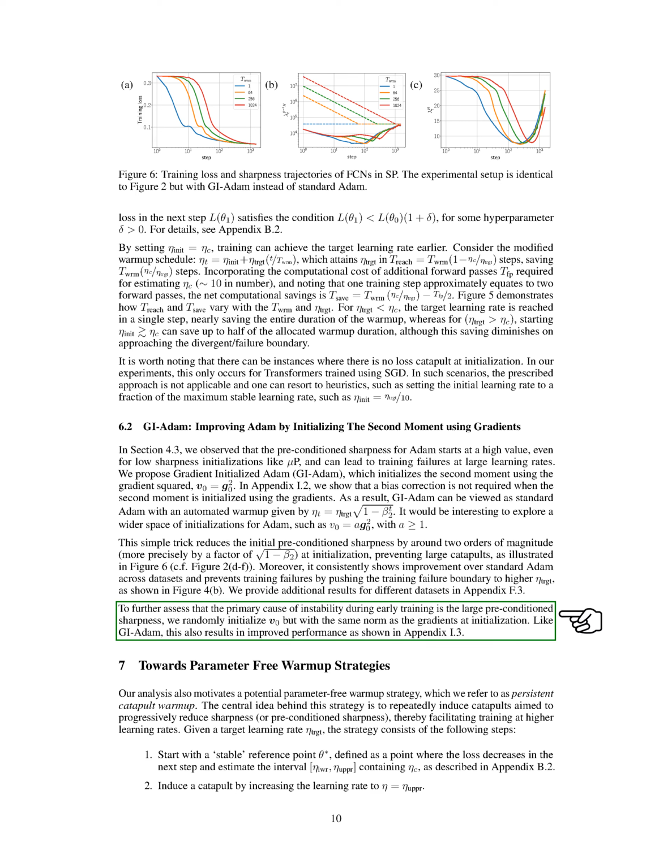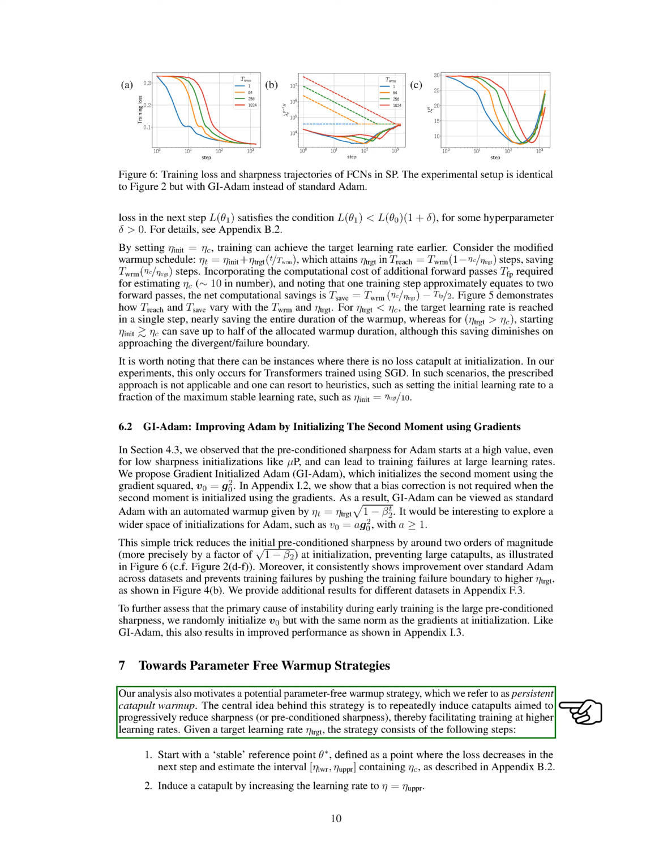Section. Towards parameter-free warm-up strategies. In this section, we explore a potential warm-up strategy called persistent catapult warm-up, which aims to improve training without needing specific parameters. The main idea is to use repeated catapults to gradually reduce sharpness, making it easier to train at higher learning rates.